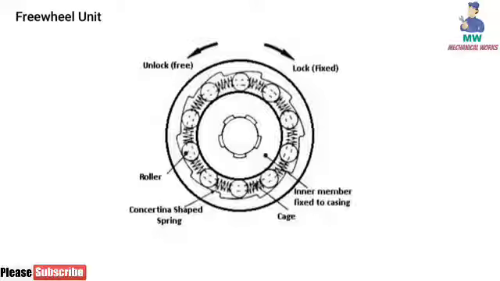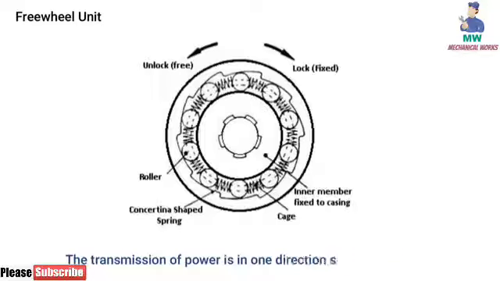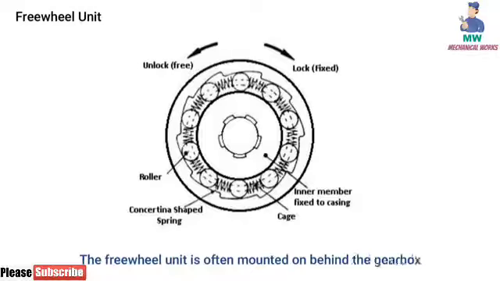Freewheel unit. The freewheel unit clutch is also known as spring clutch, overrunning clutch, or one-way clutch. It is the most important part of every overdrive. The transmission of power is in one direction, similar to bicycles. The freewheel unit is often mounted behind the gearbox.